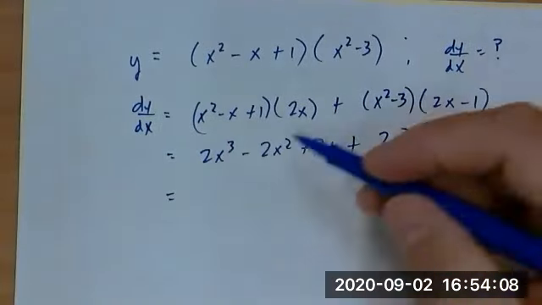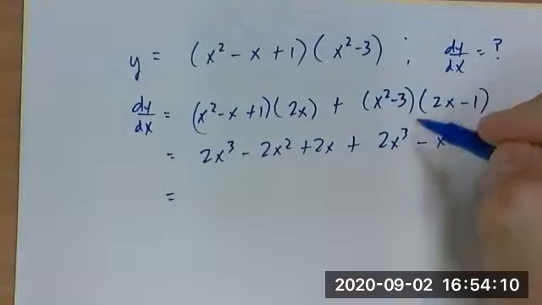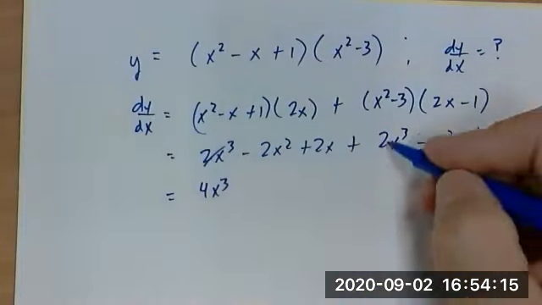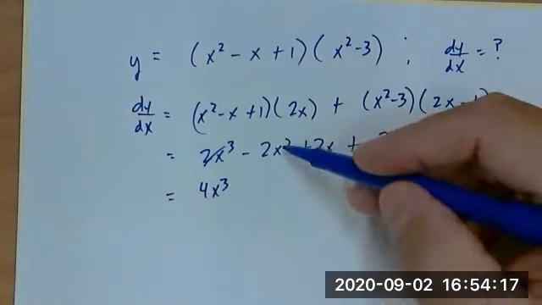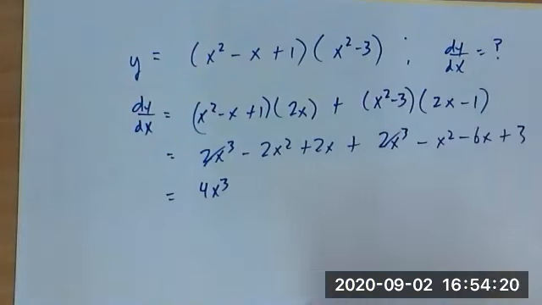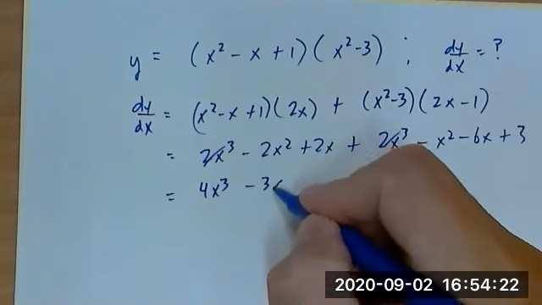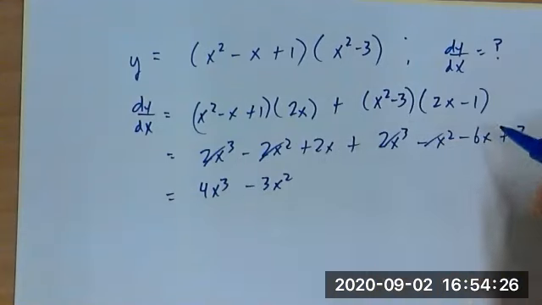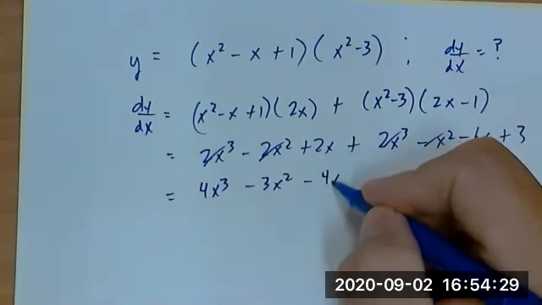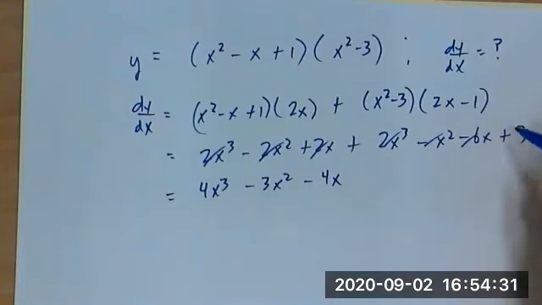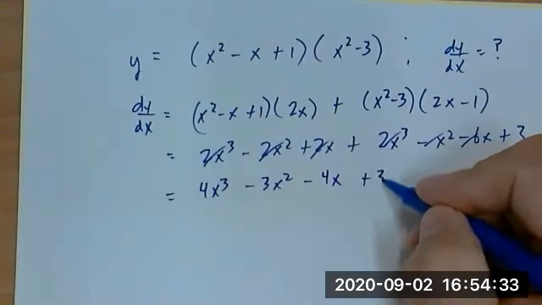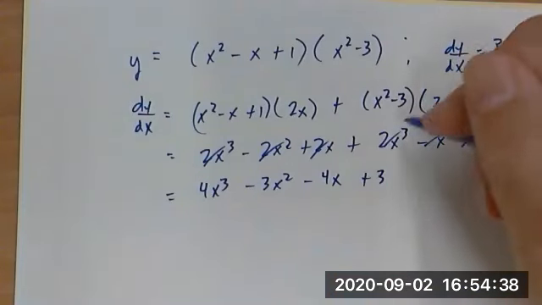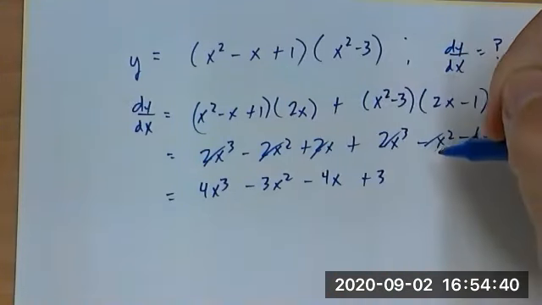Now if I combine like terms, 2x cubed plus 2x cubed, I'm going to mark these off to keep track of them. Negative 2x squared minus x squared minus 3x squared. 2x minus 6x. And then plus 3. All right, hope I didn't make any mistakes, but that's the derivative.